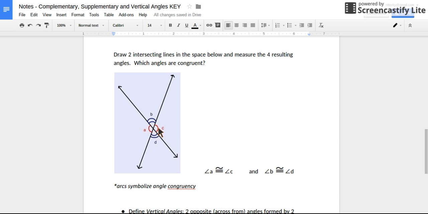Some people find that a little busy, and so what they'll do, instead of drawing more arcs, is they'll put a hash mark or a little dash through the arc, and then they'll just increase the number of dashes. And that's a little bit easier to do.